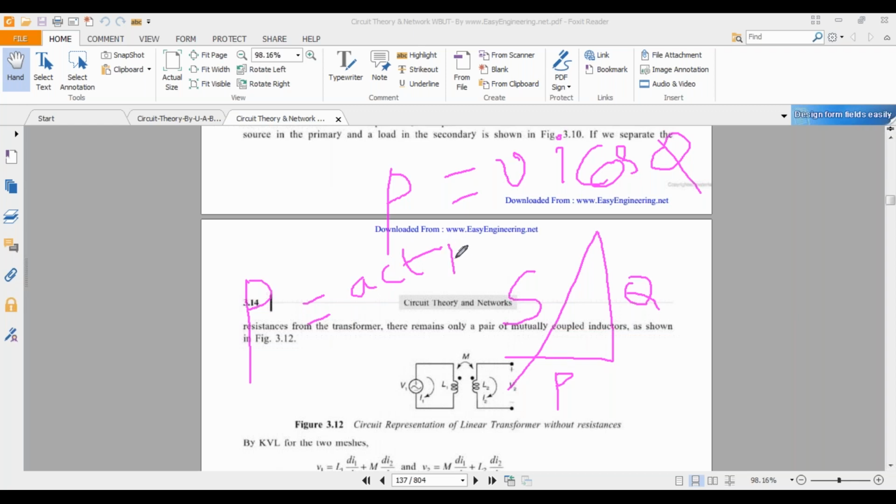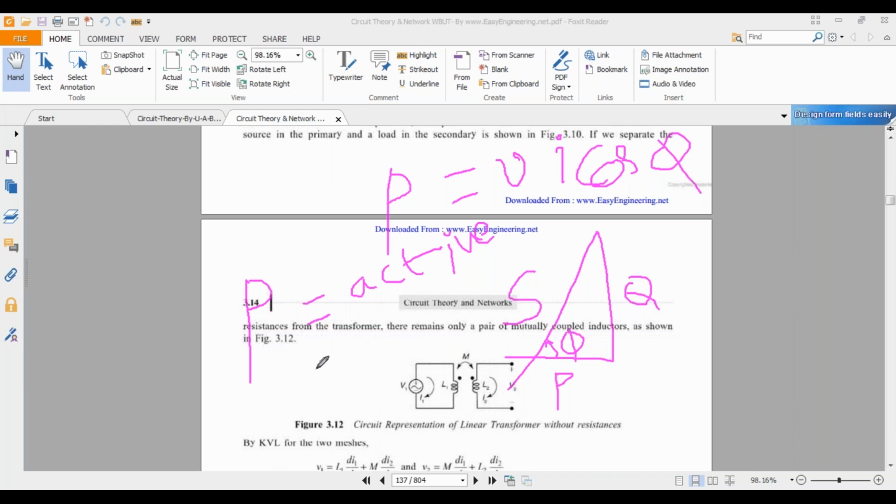There are three powers. We'll talk about that one. Here P is called an active power. The angle between P and S is the power factor angle phi. What is the power factor angle phi?